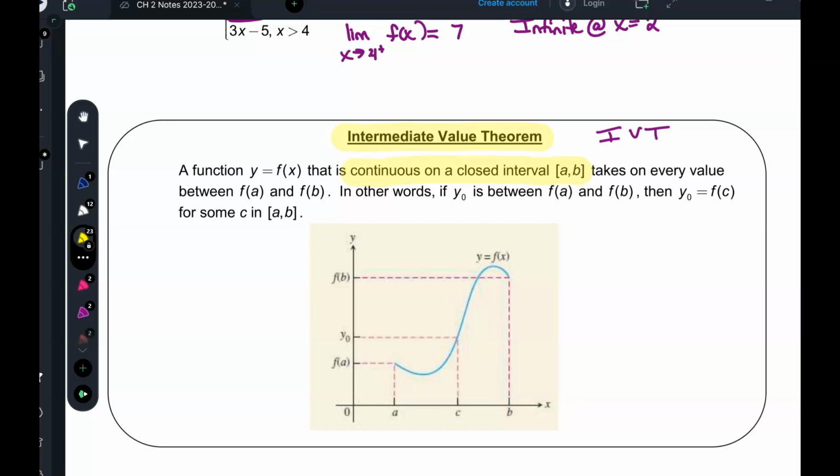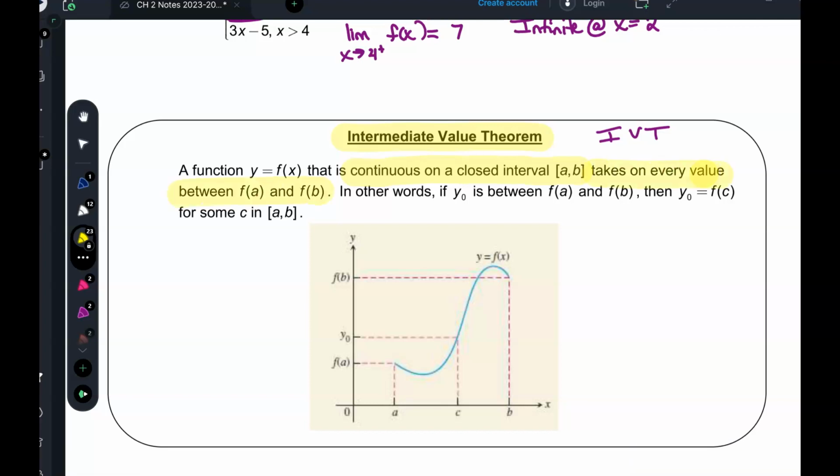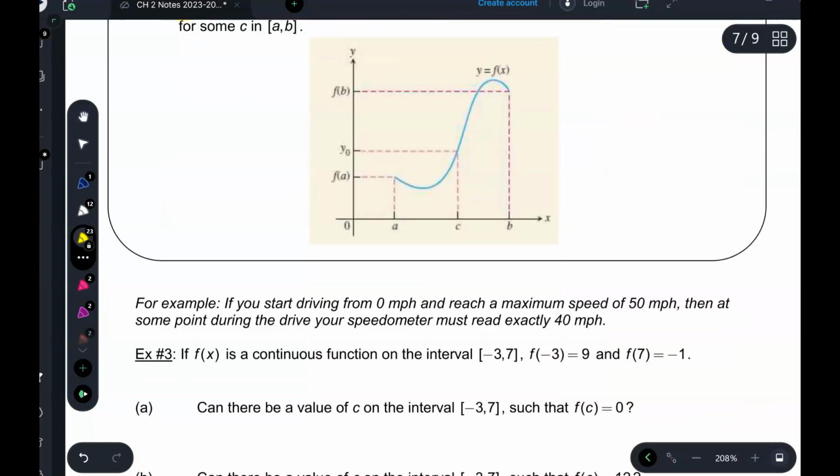So they're saying, you've got a value here and you've got a value here. So that means it's got to take on all the y values in between. It can't jump over a value. So it takes on every value between f of a and f of b.